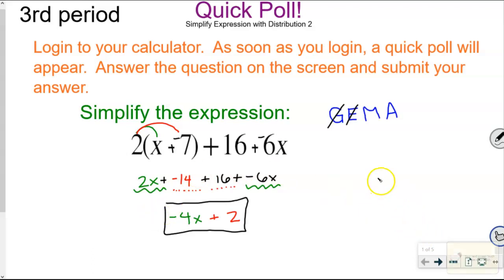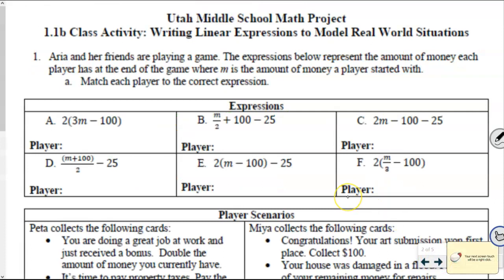Okay. Then let's move on to 1.1b. As I said in the introduction, we are going to be writing linear expressions to model real-world situations. To get started, I actually have kind of a little sort here. So Aria and her friends are playing a game, and these expressions below represent the amount of money that each player has at the end of the game, where M is the amount of money a player started with. So again, M is the amount of money that a player started with, but the amount of money that a player starts with changes throughout the game as different events happen.